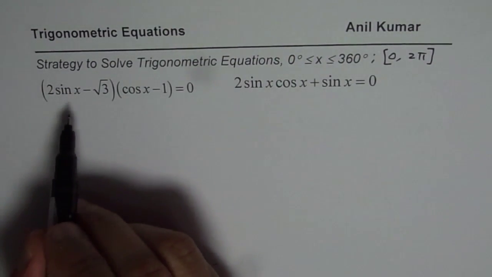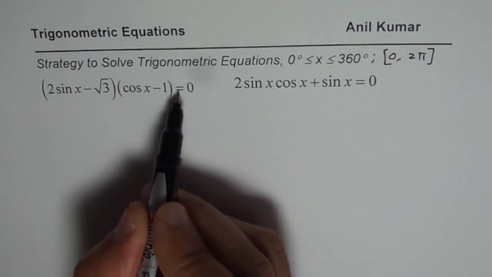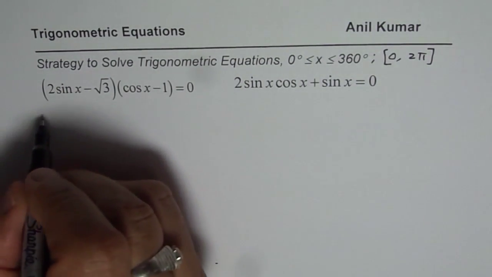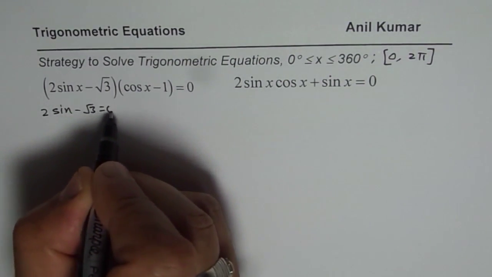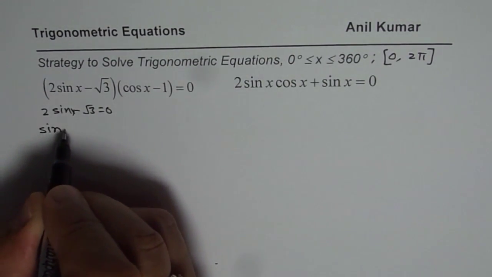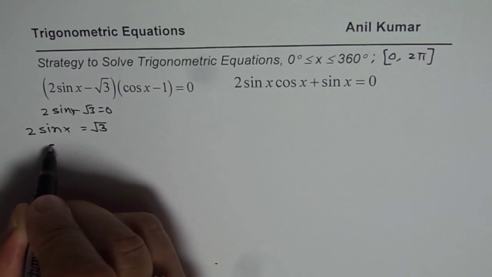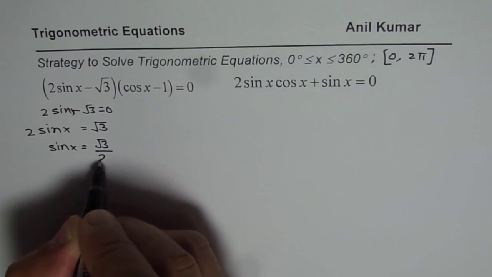So the first one here we have already factored for you. Two factors when multiplied are giving us 0. That means the solution could be them to be 0. So we could equate 2 sine x minus square root 3 equals 0. Solve for sine x. Let me do it in steps: sine x equals square root of 3 divided by 2.